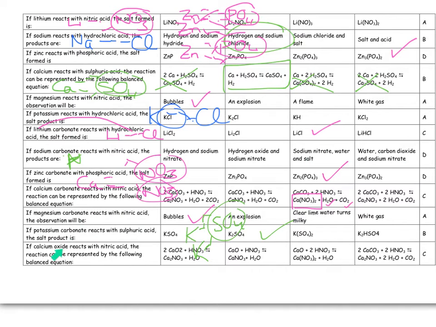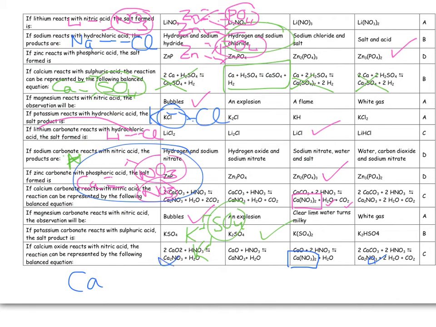If calcium oxide reacts with nitric acid, so now we've got an oxide and an acid, that's going to give me a salt plus water, and I will get calcium nitrate. We've done calcium nitrate already, and what else? We're also going to get some water. So it's going to be Ca(NO3)2.